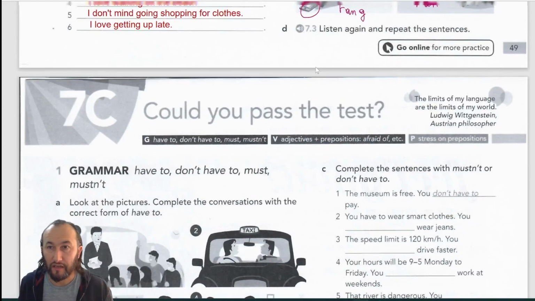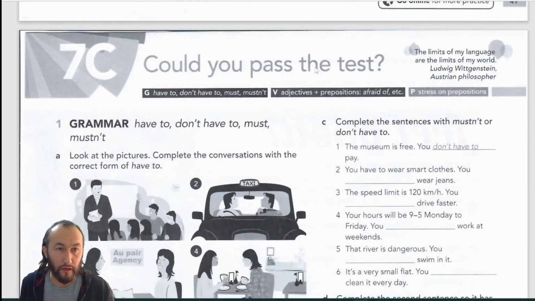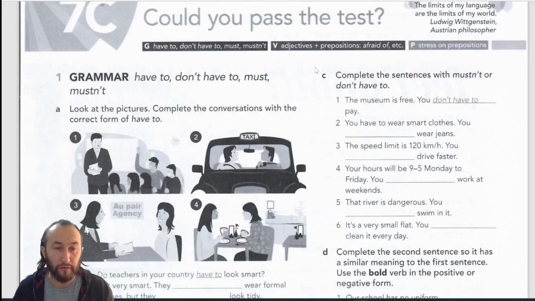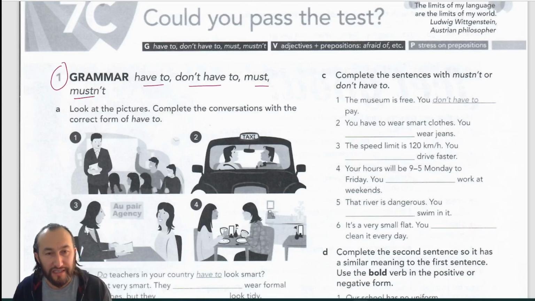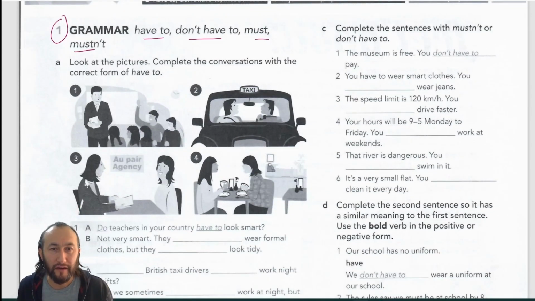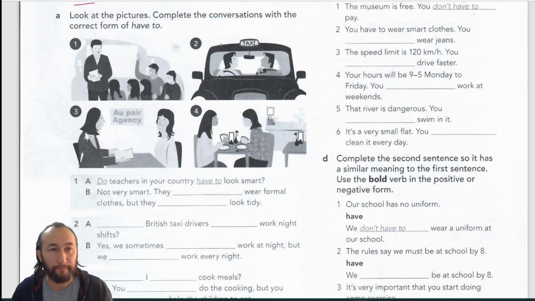Right, so 7C, page 50, and that's workbook practice. We're doing pre-intermediate level, that's from English File, guys, yeah? So exercise 1, grammar: how to use have to, don't have to, must, and mustn't. We've discussed modal verbs in detail in our lesson, right? In our session. So I don't want to explain here. We're just going to jump on the exercises, and maybe on the way I might give a little bit of information, right?